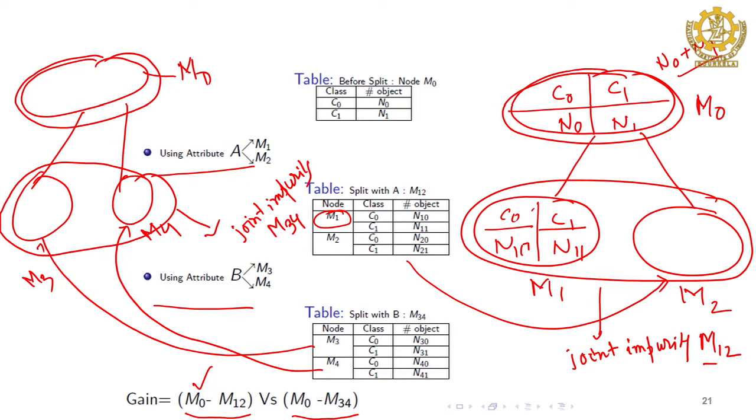So, obviously gain will be whichever is the maximum, that we will take; that is something we are going to see in the next slide. Till now we said we should have a measure called Gini. Now we formally see how we compute the Gini. Okay, this is the formula here.